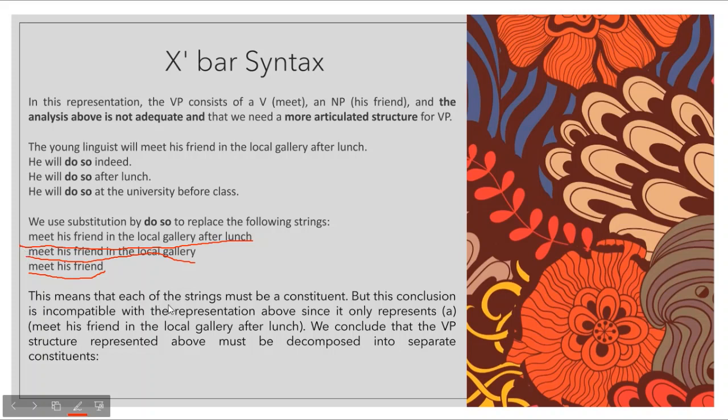So this means that each of the strings must be a constituent, but this conclusion is incompatible with the representation above since it only represents A.